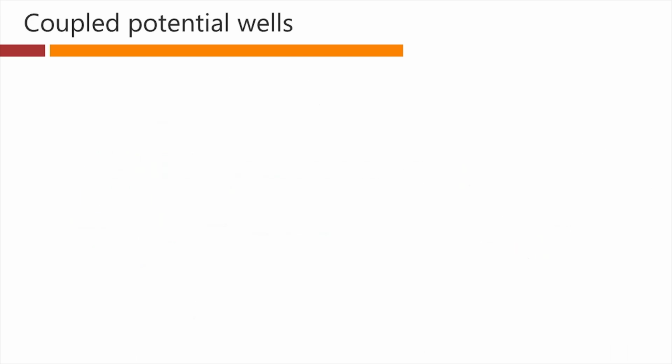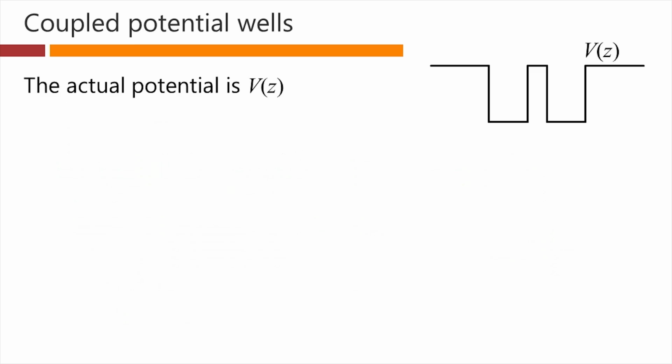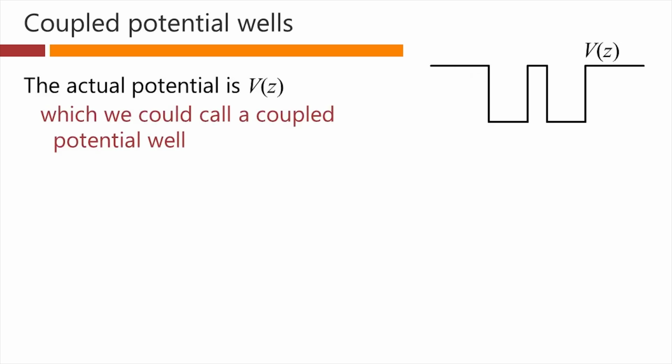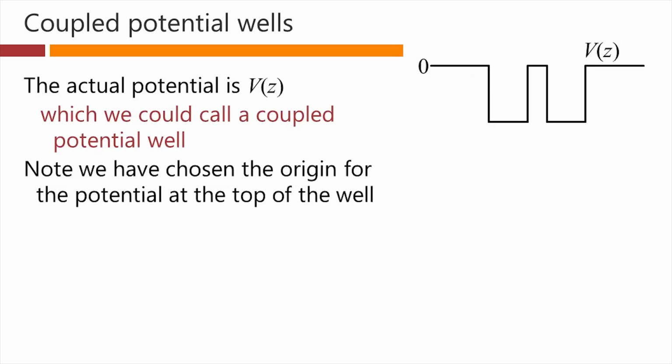Now our actual potential, of course, is this one with the two wells in it, and we're calling this V of z, this entire potential here. And we could call this a coupled potential well. Note, incidentally, we're going to choose our energy origin at the top here. Of course, we can always choose this energy origin wherever we wish, and it's just going to make our algebra a little simpler here. If we choose the zero here, so this would be some negative energy, and this would be some negative energy. We can always do that. It's always a choice we can make.